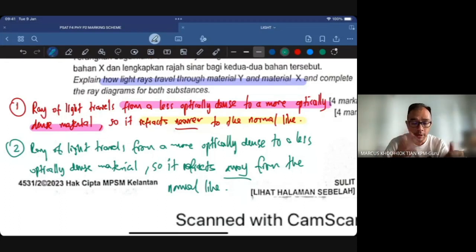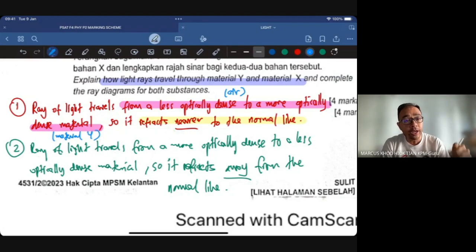But if you are able to, I would suggest that you write in the material itself. A ray of light travels from a less optically dense, air, and then to a more optically dense material, which is material Y. Then in the green color, a ray of light travels from a more optically dense material Y to a less optically dense material. This is material X.